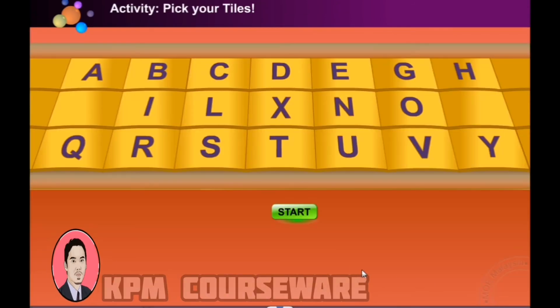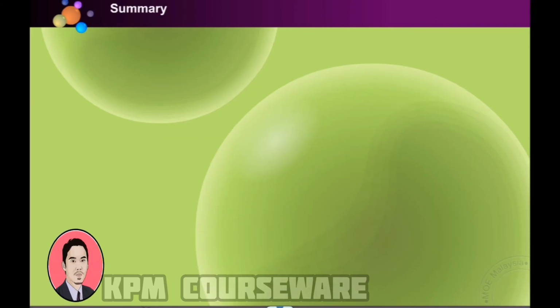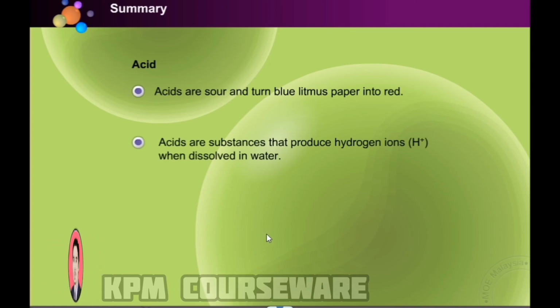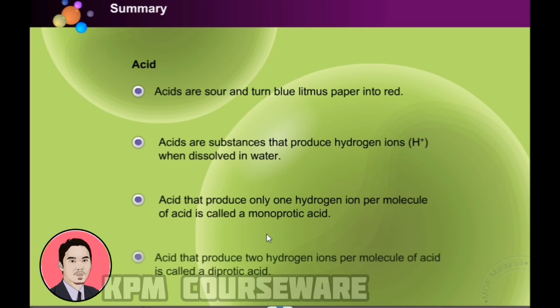Let's solve some problems to test your understanding of acids, bases, and alkalis. In this lesson, you have learned about acids. Acids are sour and turn blue litmus paper red. Acids are substances that produce hydrogen ions when dissolved in water. An acid that produces only one hydrogen ion per molecule of acid is called a monoprotic acid. An acid that produces two hydrogen ions per molecule of acid is called a diprotic acid.